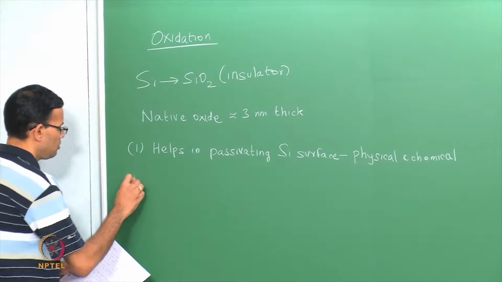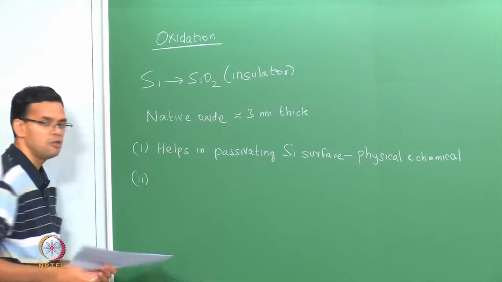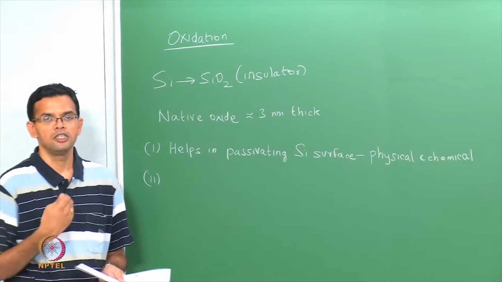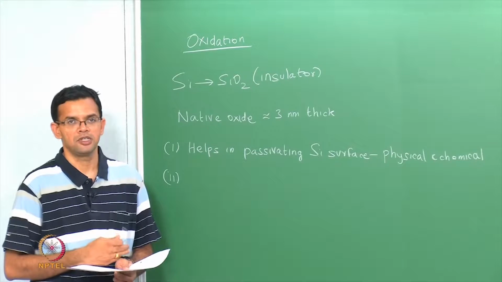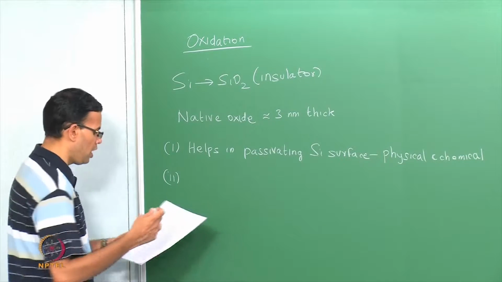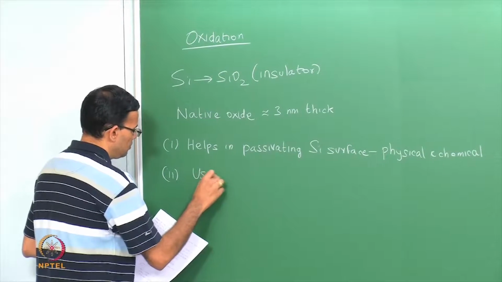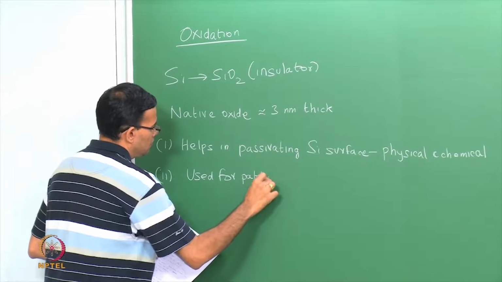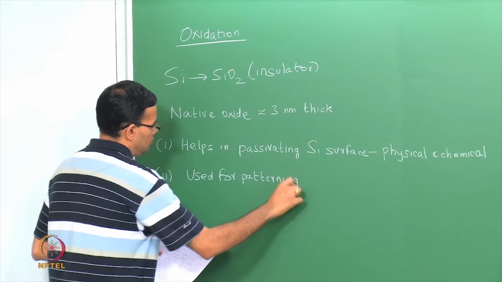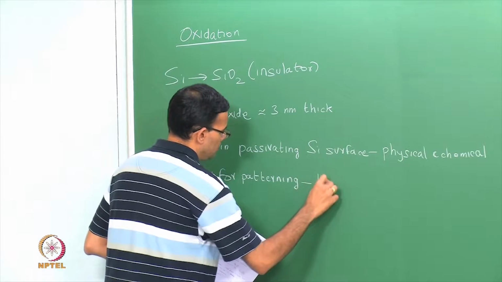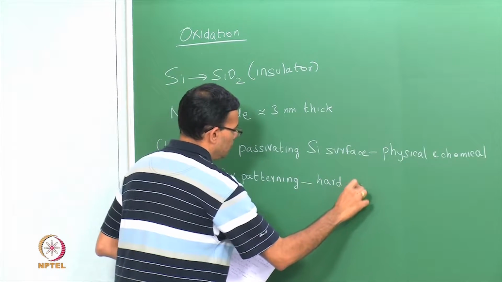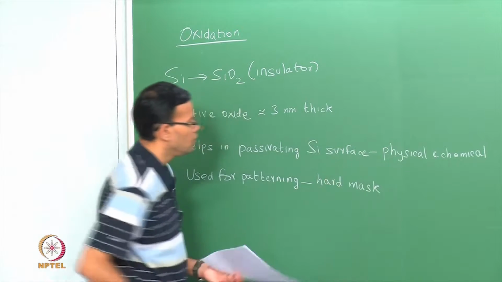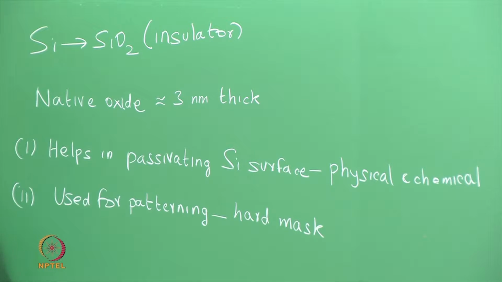Silicon dioxide is also important because it is used for patterning the substrate. So, it is an example of a hard mask. Silicon dioxide is a hard mask because it can basically survive at high temperatures.